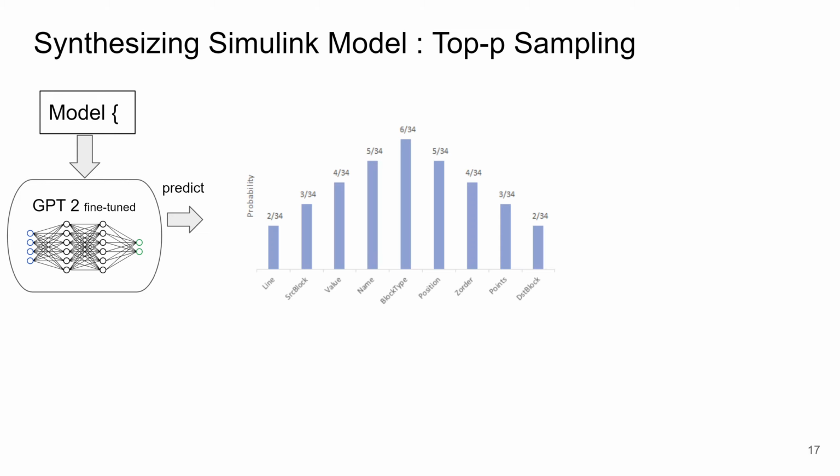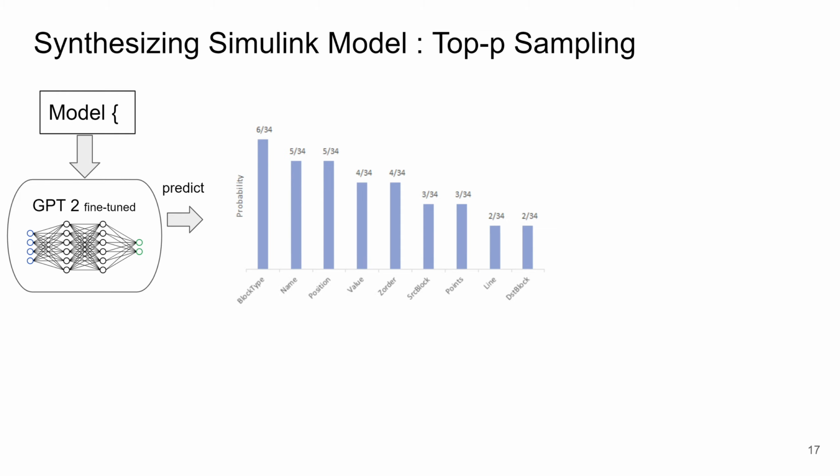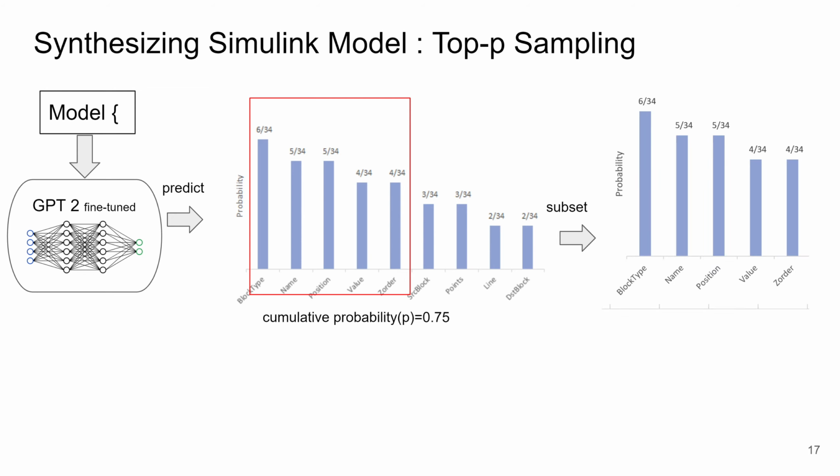The model predicts the likelihood of the next token in its vocabulary. We then sort such probability distribution in descending order. Given P equals 0.75, we take only those tokens into consideration whose cumulative probability adds up to the P hyperparameter value. In the example, the 5 tokens highlighted by the red box add up to 0.75.